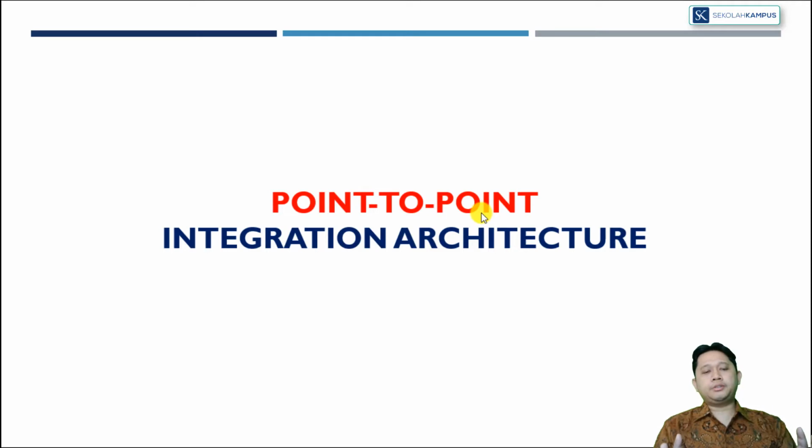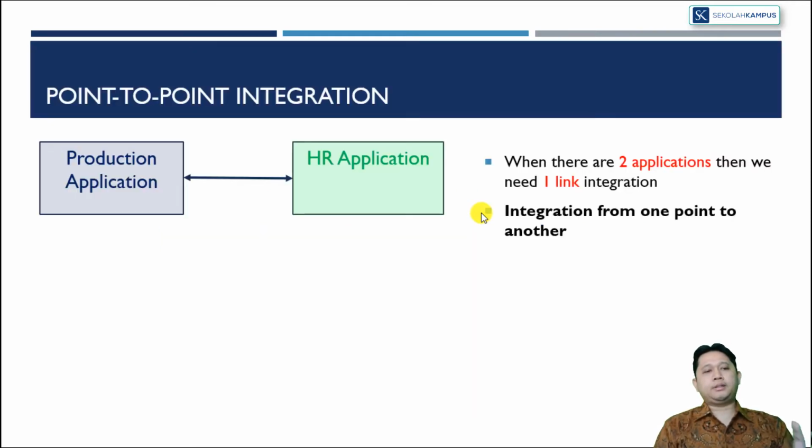We can further discuss the point-to-point integration architecture. We can see this example again of the production application and HR application. This is an example of direct connection. When there are two applications or two systems here, we need a single link, or one link integration. We say again that this is integration from one point to another.